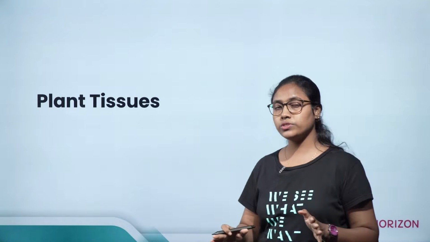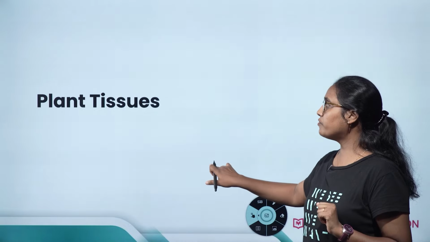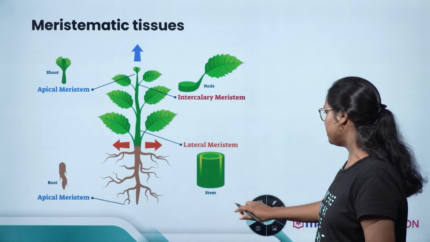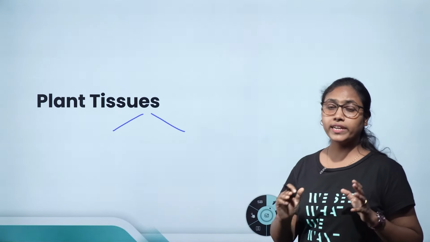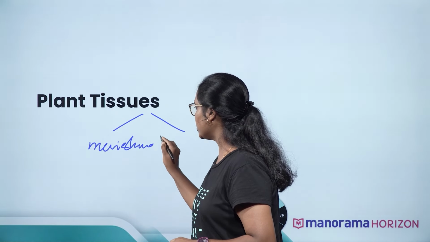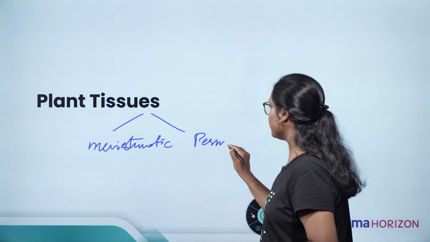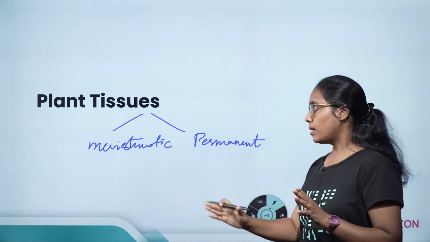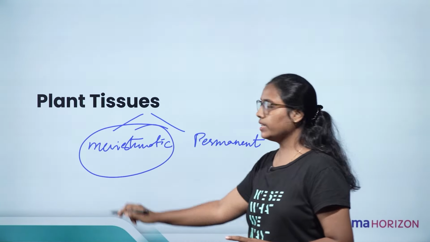Plant tissues are the tissues that are found in plants. So first let's see the different types of plant tissues. Basically plant tissues are divided into two. One is meristematic tissues and the other one is permanent tissues. We'll begin with meristematic tissues.